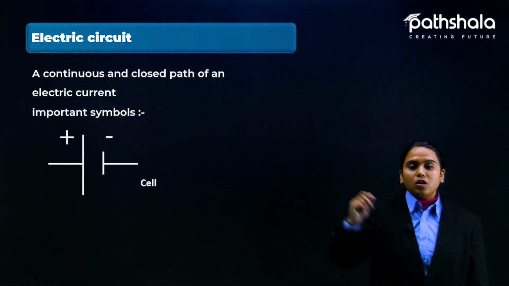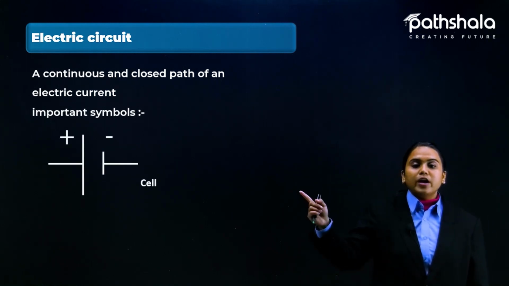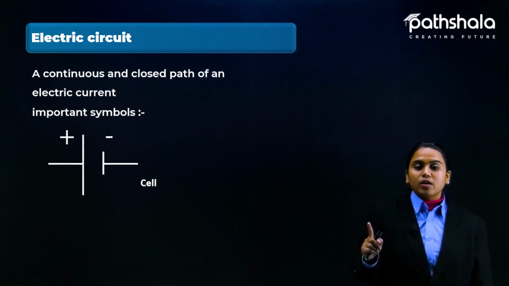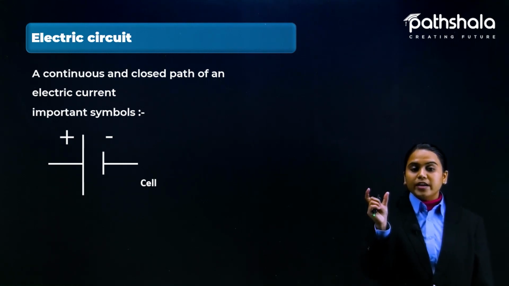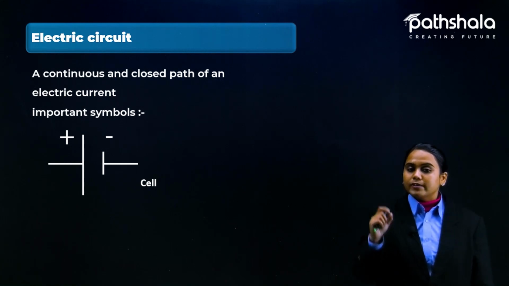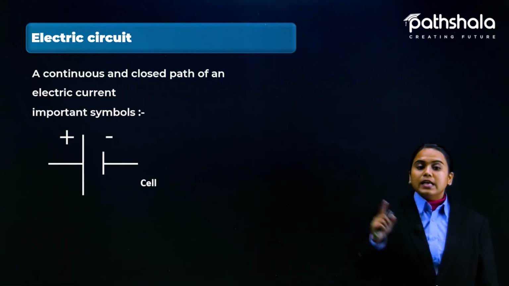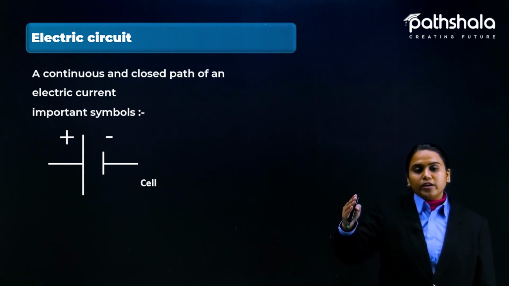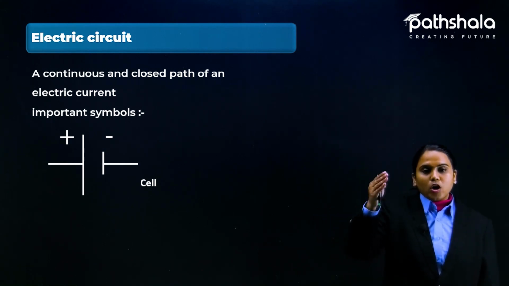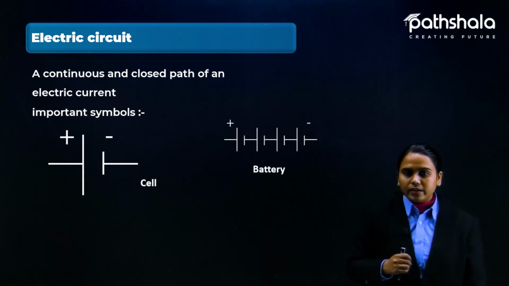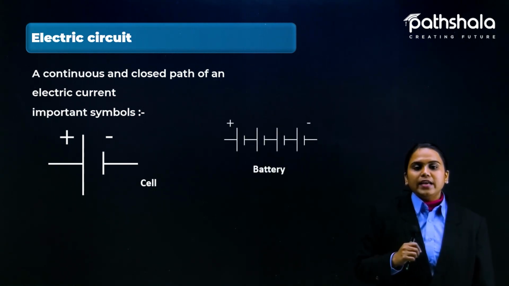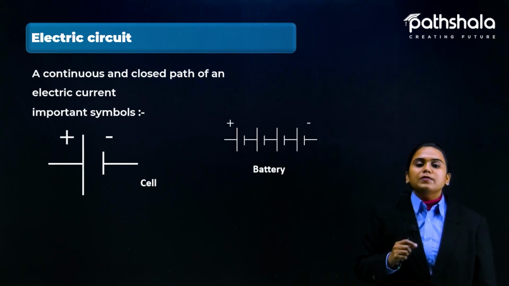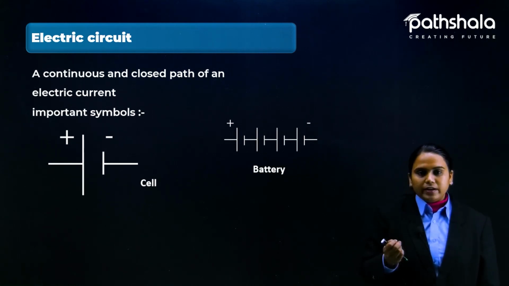This is a cell. Here is a positive terminal and the negative terminal, students, of a cell that you have seen in your day-to-day life. A practical example of a cell I have shown in your figure also. A long terminal is denoted as positive and the short one is denoted as negative. And this is the battery. Of course, a combination of cells gives you a battery.